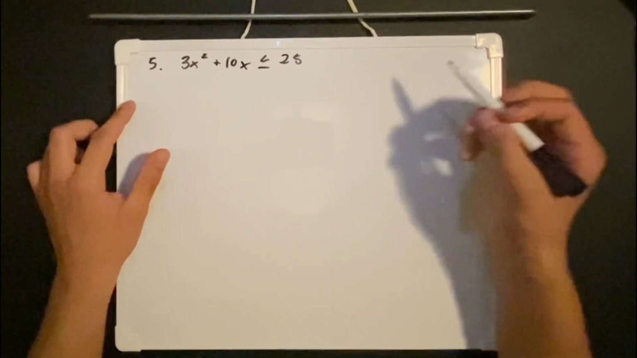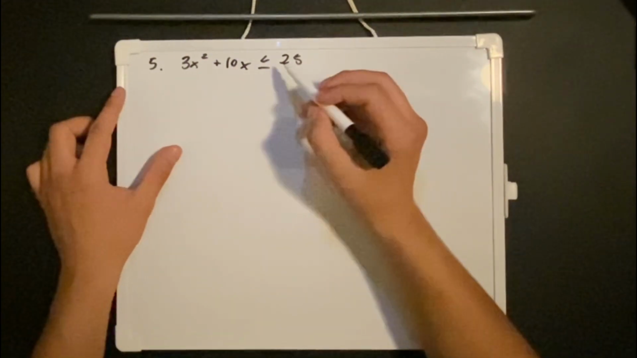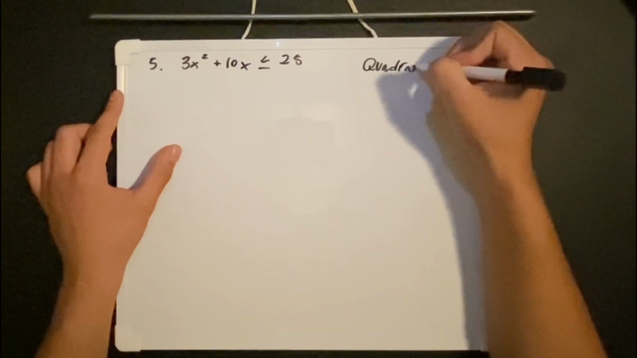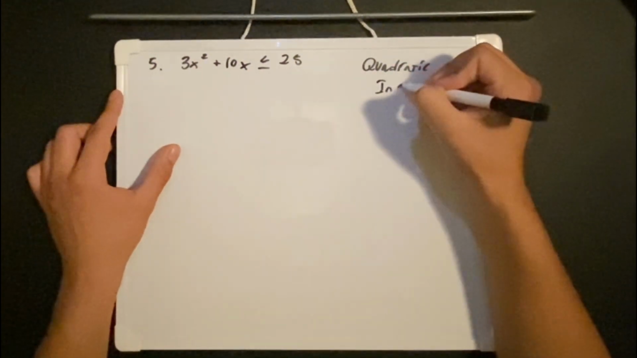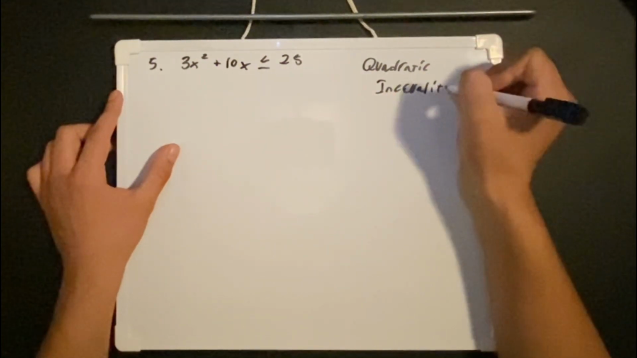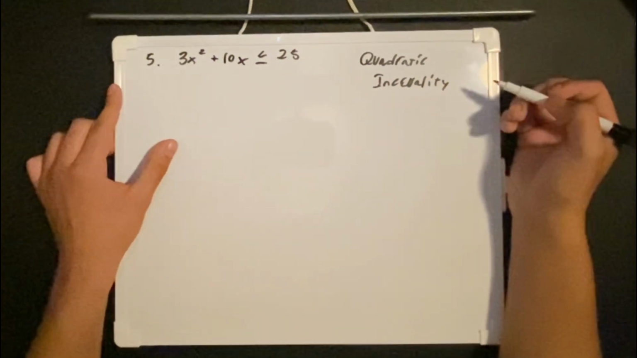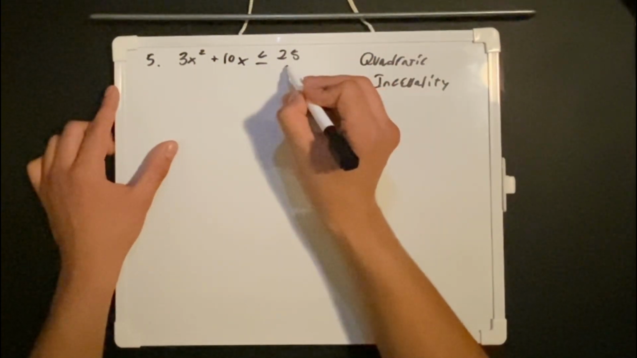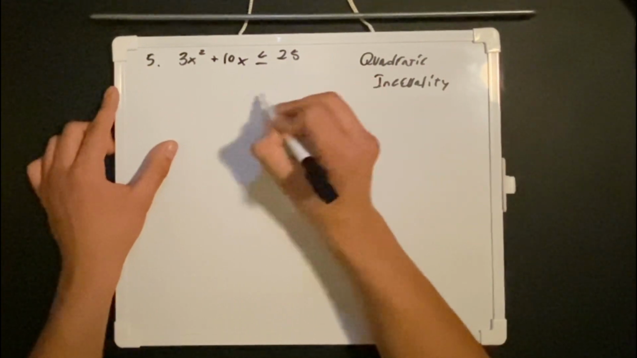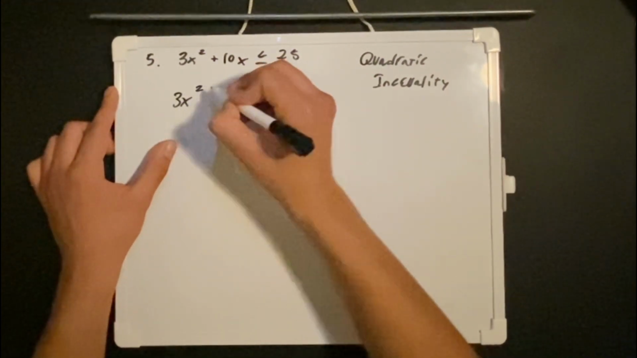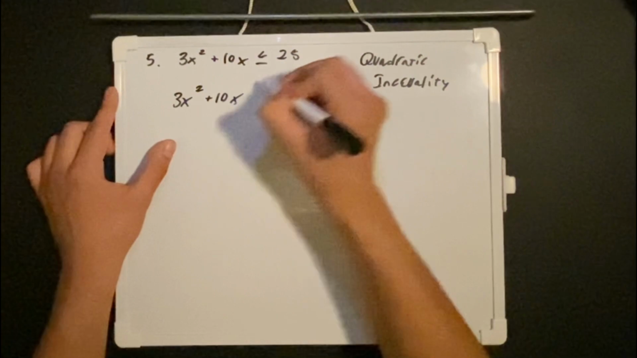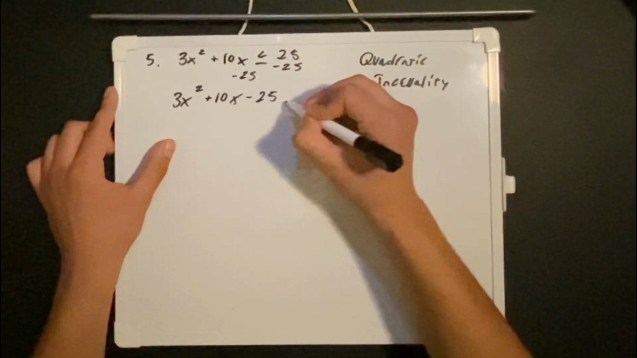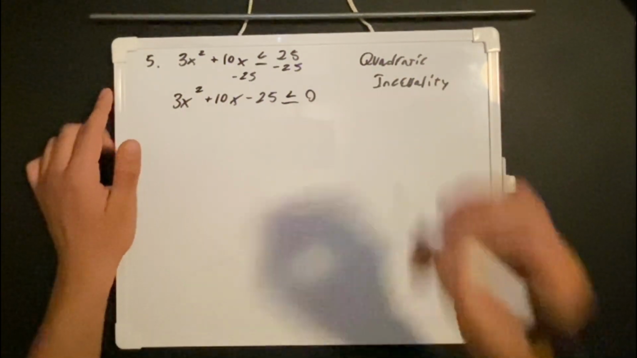Our next example is different from the previous one since we are dealing with a quadratic inequality. And the only main difference is that factoring will be included. So how do we get to the factoring stage? Well, we have to put the 25 to the other side. So this will be 3x² + 10x - 25 minus 25. And we are left with this. Make sure to include 0.